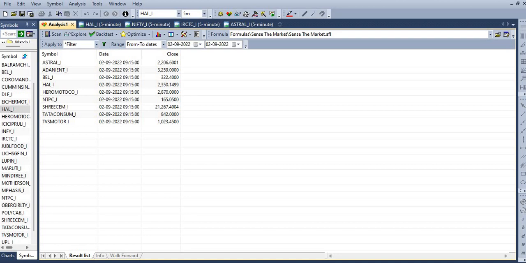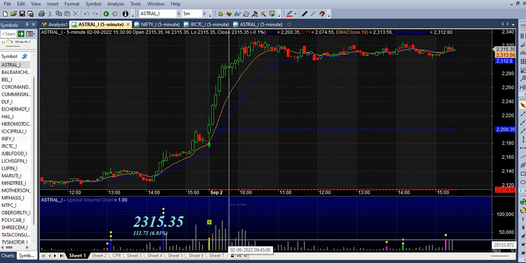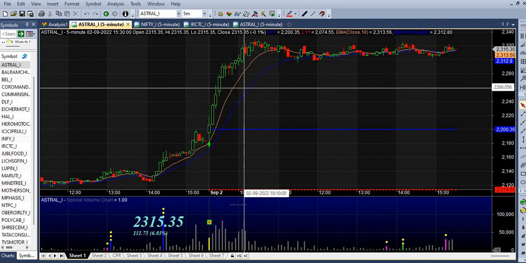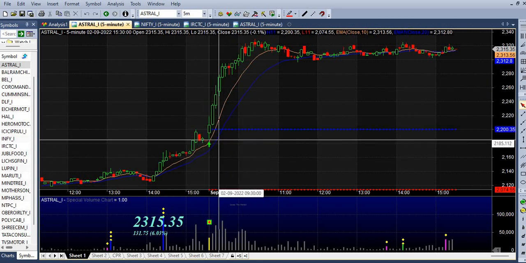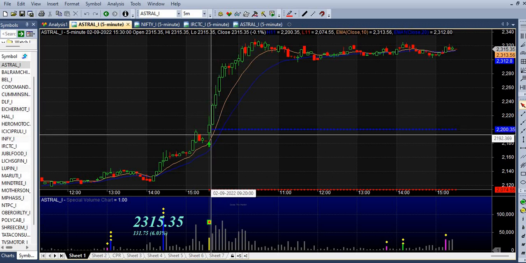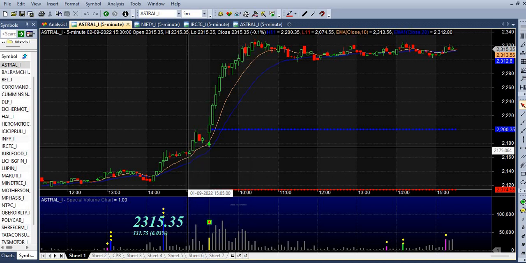When I click on Astral, you will see Astral has this particular setup. You can see clearly right here, it is going up. We actually enter at around 9:25, when the first 2 candles close. We enter after 9:25 and stay in the trade until we have the exit. I will teach you when and how to exit in the masterclass.